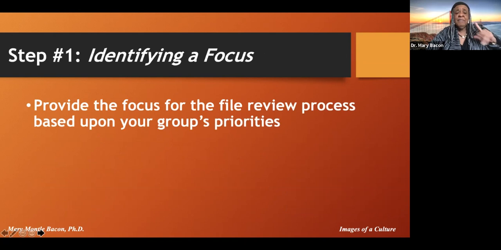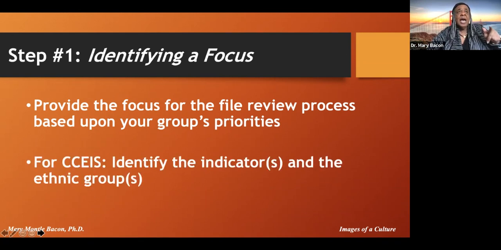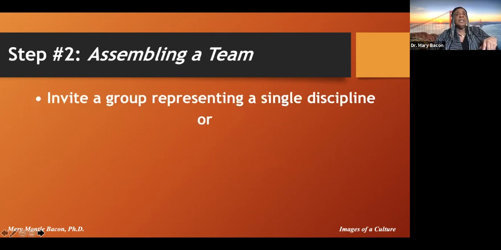So the first step in that file review process is to provide what the focus is. You need to know what your focus is to decide if you're going to do a single discipline one or a multidisciplinary one. What is it that you want them to learn from that process is something that you begin with. And as I mentioned before, if it's CSACE, you also want to shape their lens by saying, here is the ethnic group or ethnic groups that we're focused on, and here are the indicators for which they have been identified as significantly disproportionate.